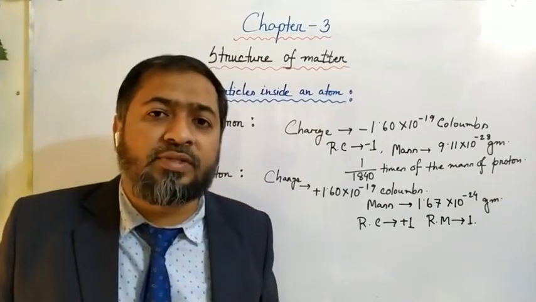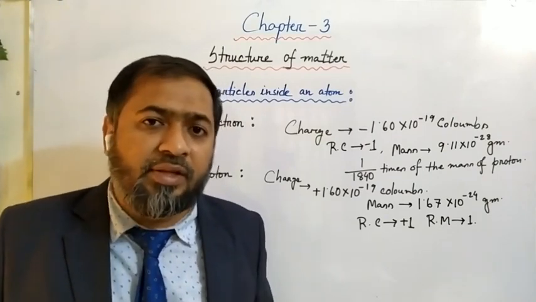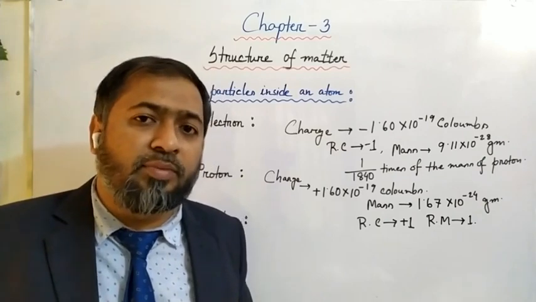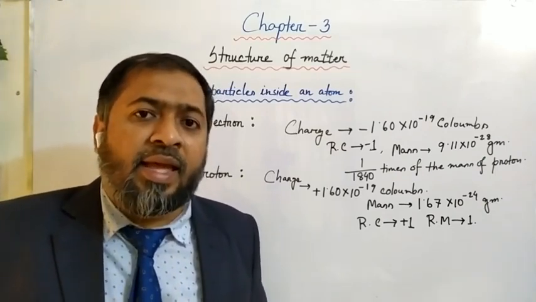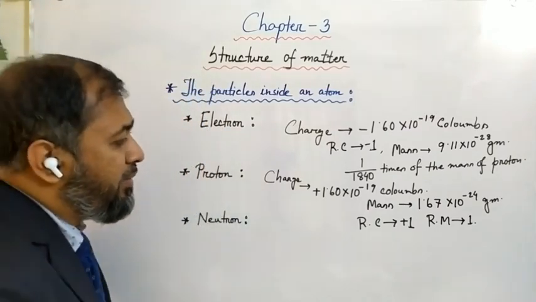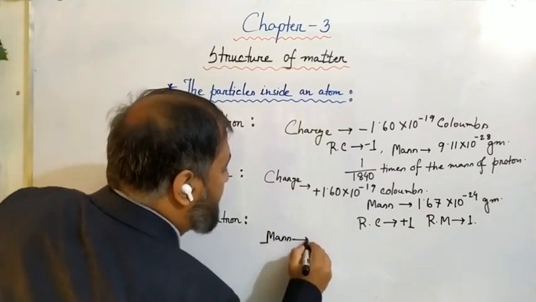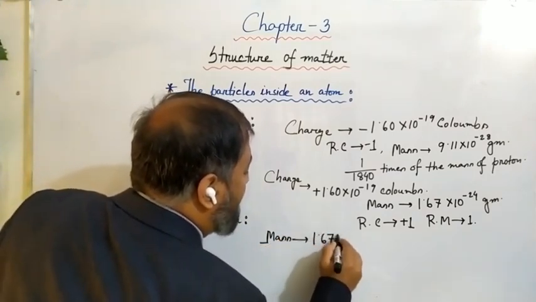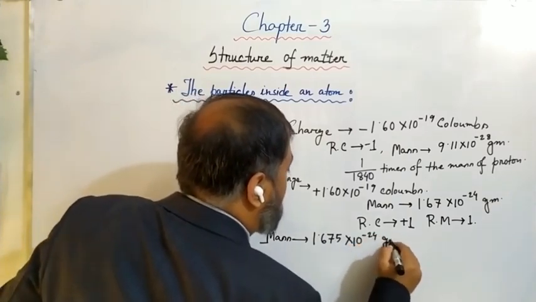Neutron does not possess any charge. It is not positive or negative charge. It is completely neutral. It is also one of the most important permanent particles which is visible in every element except hydrogen atoms. Now what is the mass of neutron? The mass of neutron is 1.675 into 10 to the power minus 24 gram.